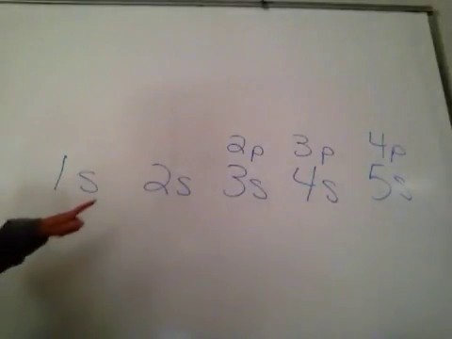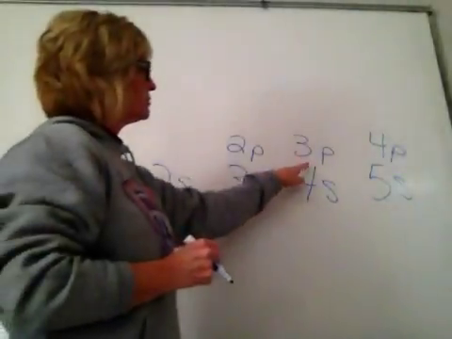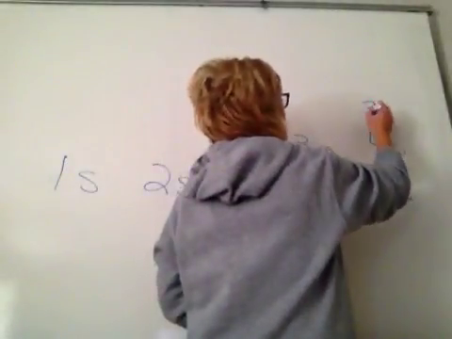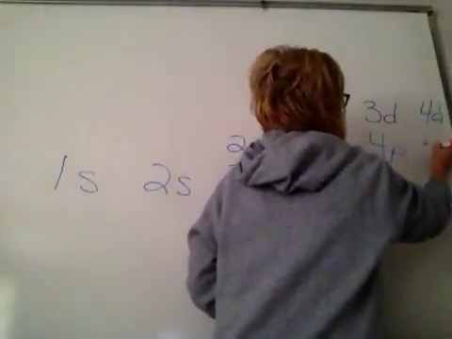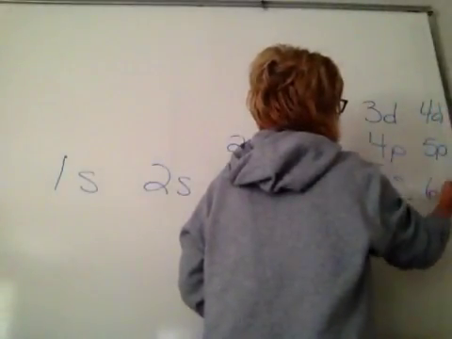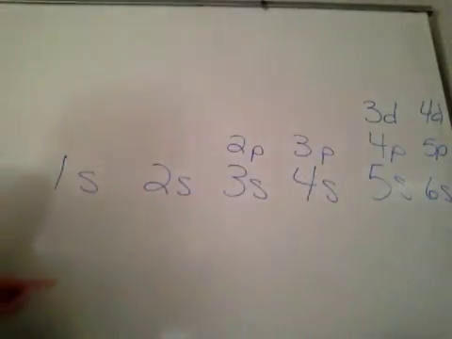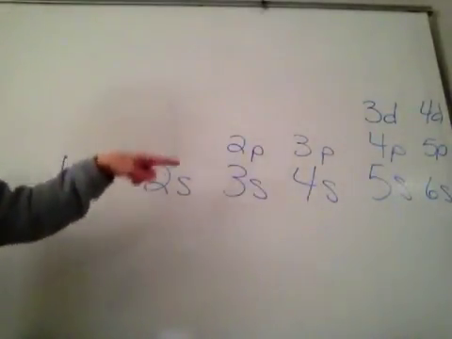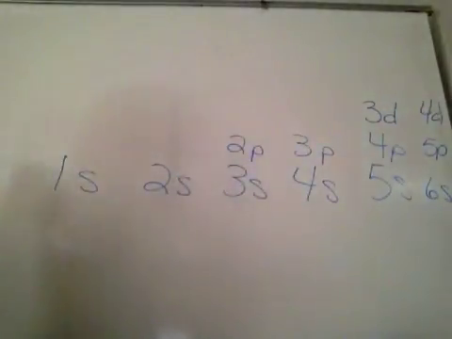I might have to add one more. I will. 3 can have a 3S, a 3P, a 3D. I'm going to also add a 4D, which gives me 5P and 6S. 4 can have 4S, 4P, 4D, and then 4F would start another column.